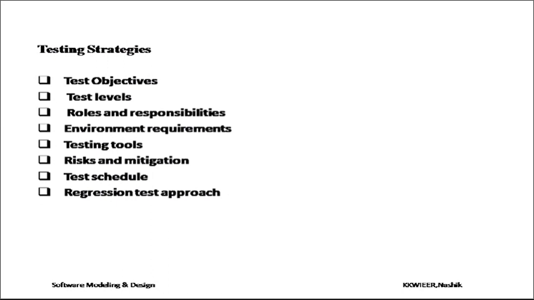Testing strategies. The first strategy is the test objectives. The objectives should be properly defined well in the beginning. Test levels. The test strategies describes the test levels to be performed. There are primarily three levels of testing: unit testing, integration testing, and system testing. In most of the software development organizations, the developers are responsible for unit testing. Individual testers or test teams are responsible for integration and system testing.